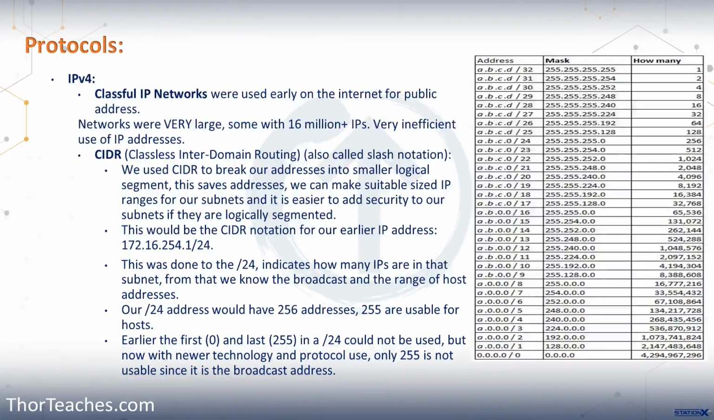If you know subnetting, you know CIDR notation, you know the address I had earlier, 172.16.254.1/24, then you know just from those numbers how many IP addresses are in that range and what the broadcast address is. A /24 network is by far the most commonly used notation, and it has 256 addresses. 255 of those can be used for hosts.